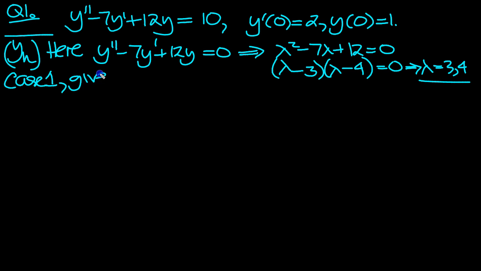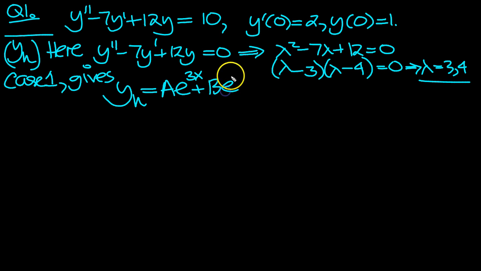So case 1, real distinct roots gives, for the yh, which I'll put in explicitly now, a e to the first root, say 3x, plus b e to the second, which we can put down as the 4x. So there's the first part of the problem done, the yh. Now let's turn our attention to yp. We need to try something here by substitution.